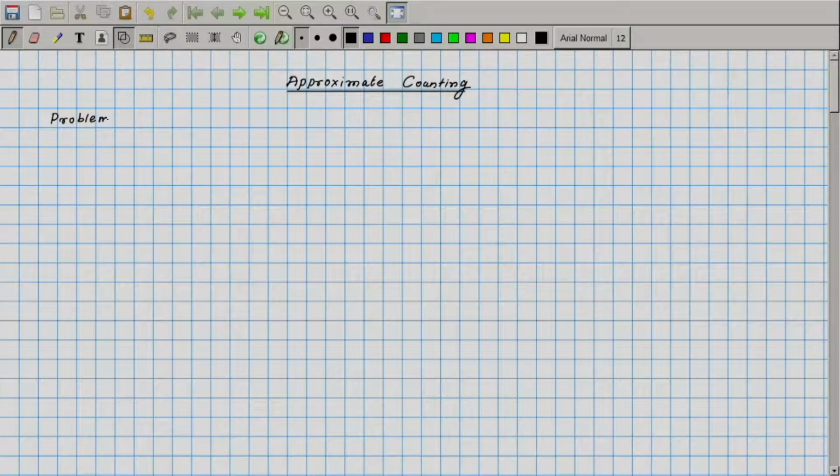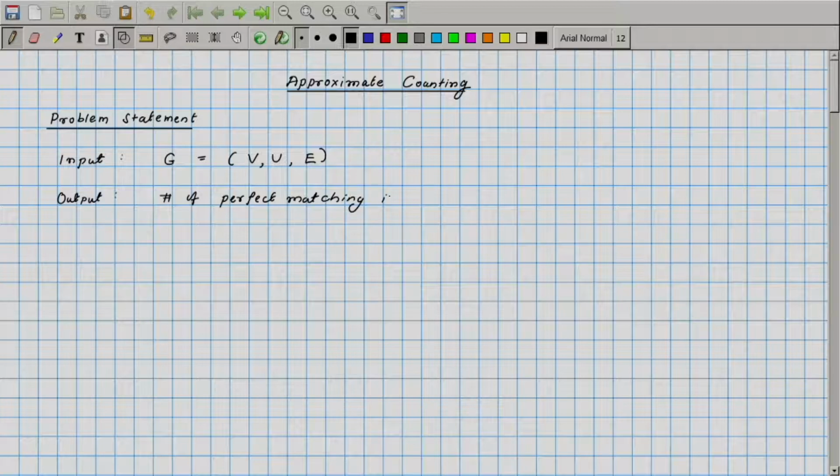So, in this lecture we will look at the problem of approximately counting some combinatorial objects. So, let us look at the particular problem that we are looking at. Our input is a bipartite graph G, the parts are V and U and E is the set of edges, and the output will be the number of perfect matchings in G.